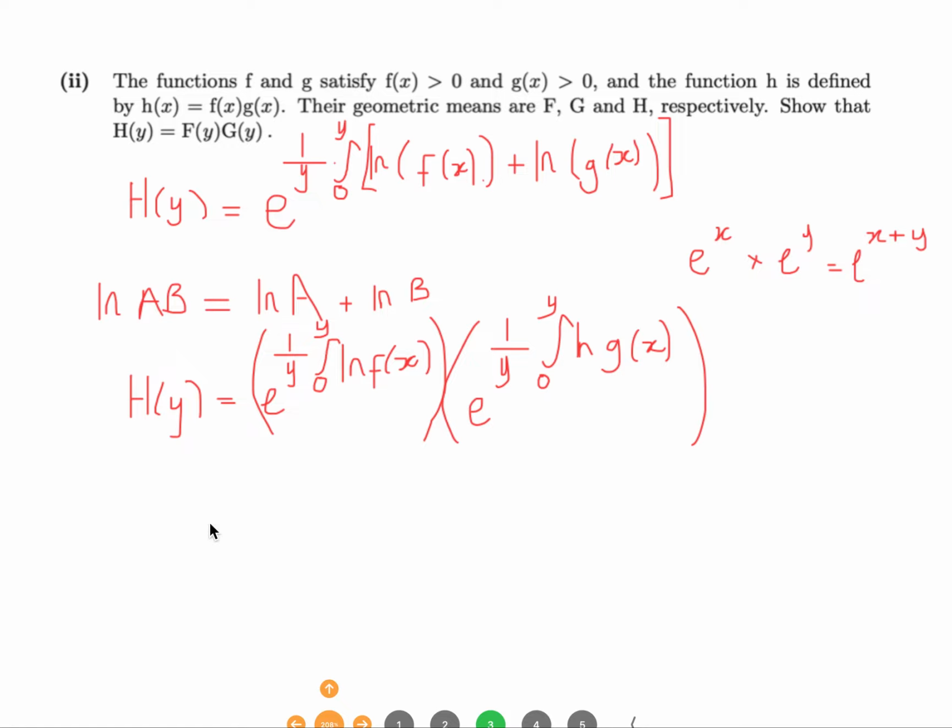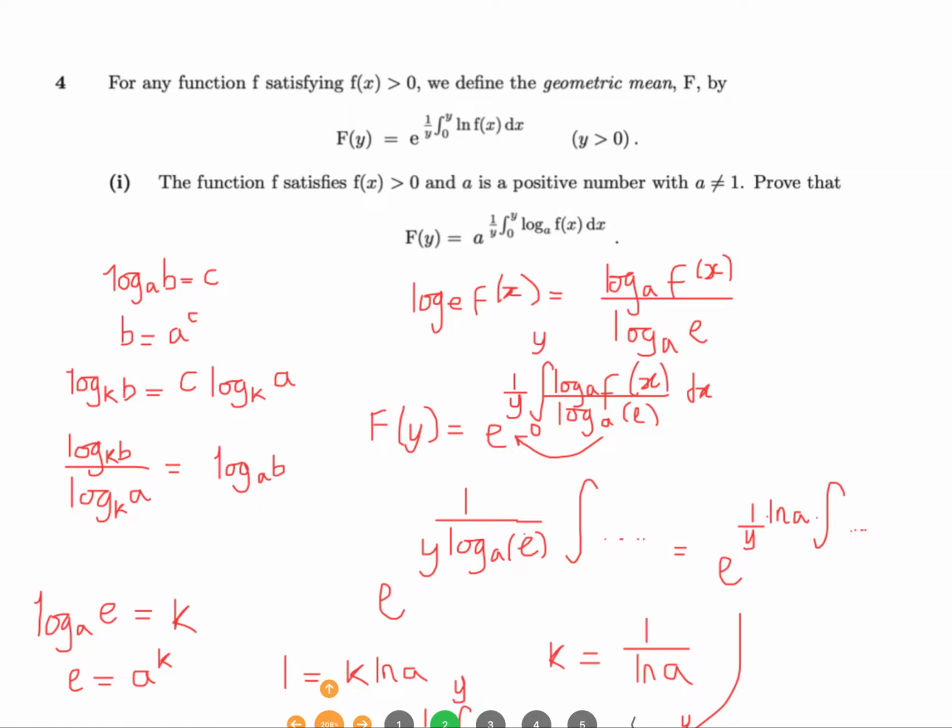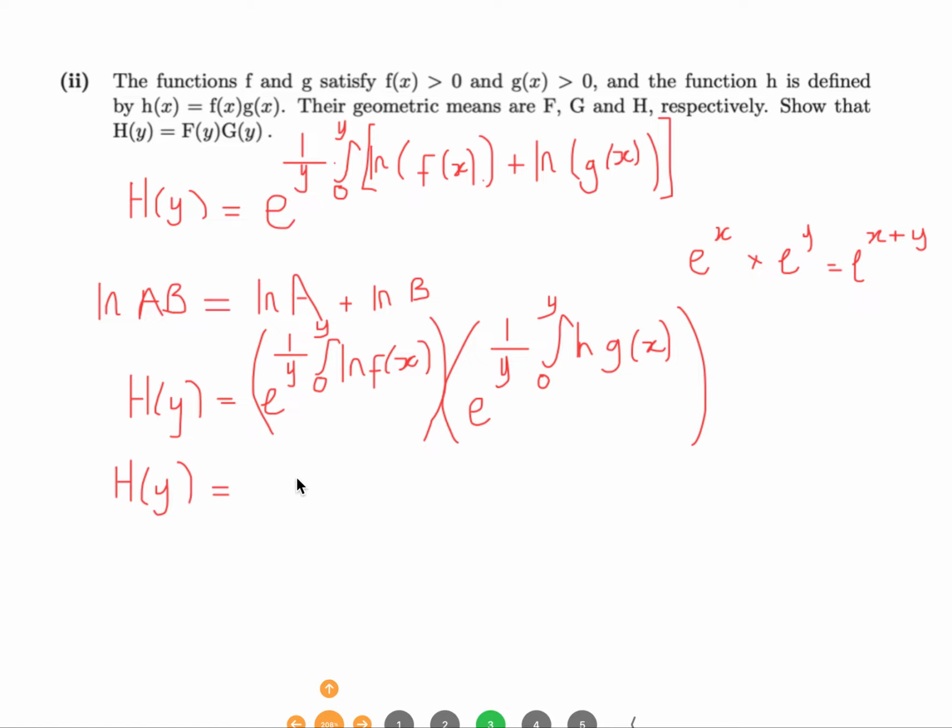So, what is this? This is h of y equals, well, this is the geometric mean of f, and this is the geometric mean of g. So it will be f of y, g of y, which I think is what I wanted. Yep. Okay, it's not too bad. Next part.